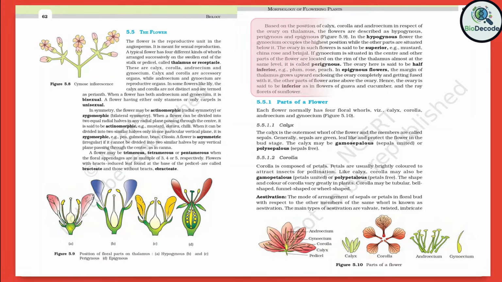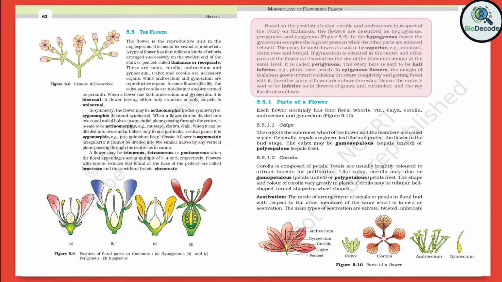Based on the position of calyx, corolla, and androecium in respect of the ovary on thalamus, the flowers are described as hypogynous, perigynous, and epigynous. In the hypogynous flower, the gynoecium occupies the highest position while the other parts are situated below it. The ovary in such flowers is said to be superior. For example, mustard, China rose, and brinjal.